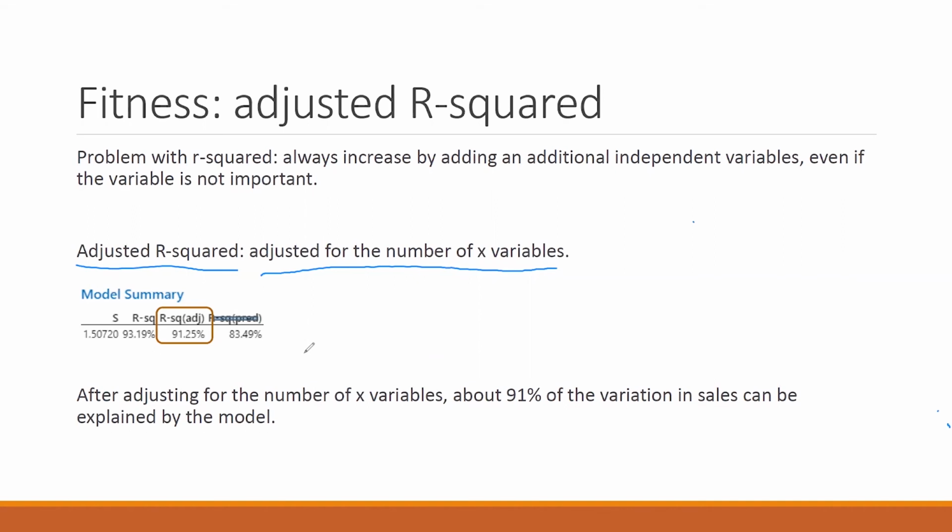Now, for our case here, the adjusted R-squared is 91.25, which is not bad at all. But in comparison, the R-squared is 93.19. So apparently the R-squared is higher, and R-squared is always higher than the adjusted R-squared. That's for sure. The interpretation of the adjusted R-squared for this multiple linear regression model is the same as before. We say after adjusting for the number of x variables, about 91.2% of the variation in sales can be explained by the model. That's the interpretation for the adjusted R-squared.